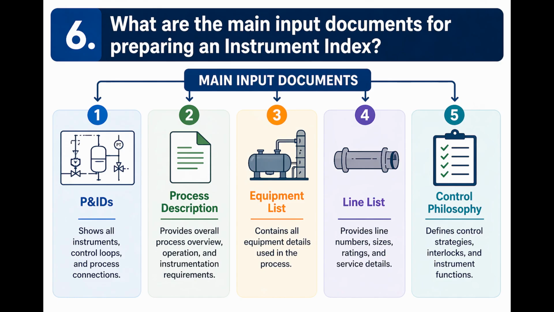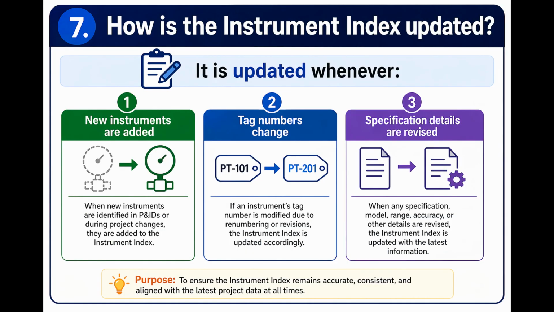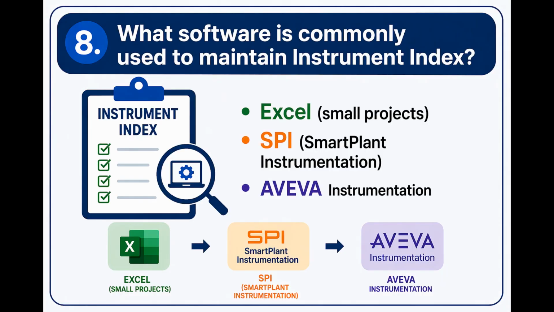What are the main input documents for preparing an instrument index? P&IDs, process description, equipment list, line list, control philosophy. How is the instrument index updated? It is updated whenever new instruments are added, tag numbers change, specification details are revised. What software is commonly used to maintain instrument index? Excel, small projects, SPI, Smart Plant Instrumentation, AVEVA Instrumentation.